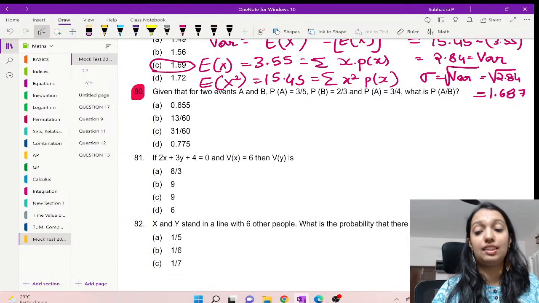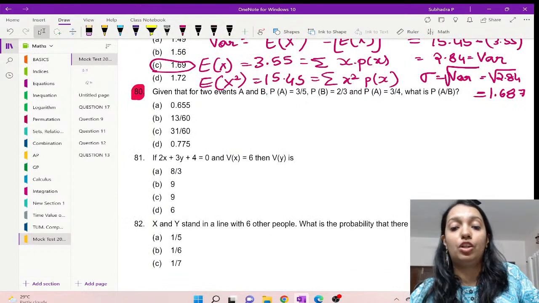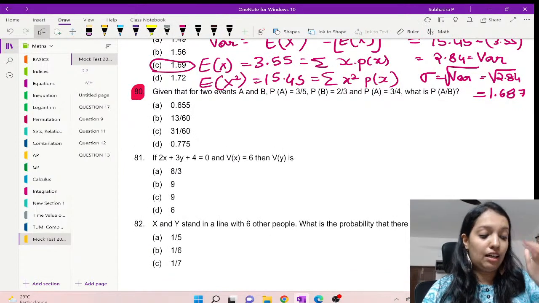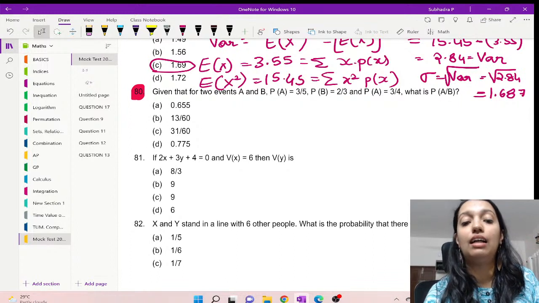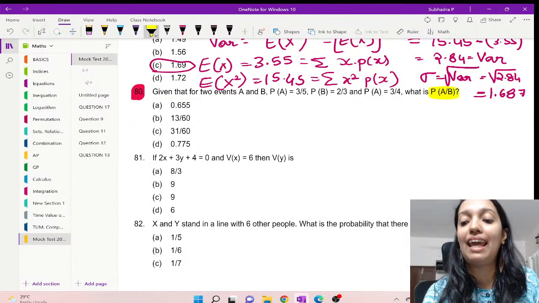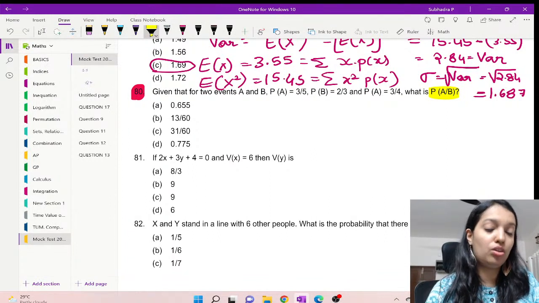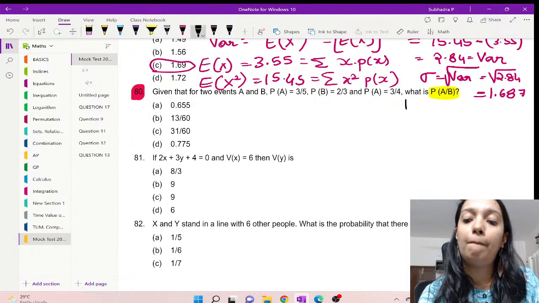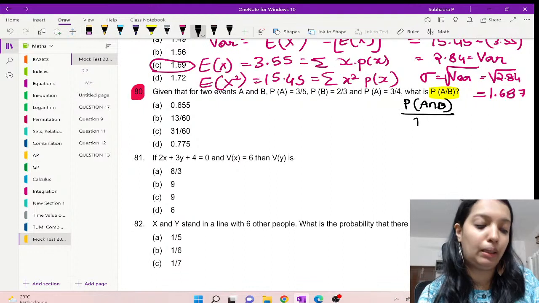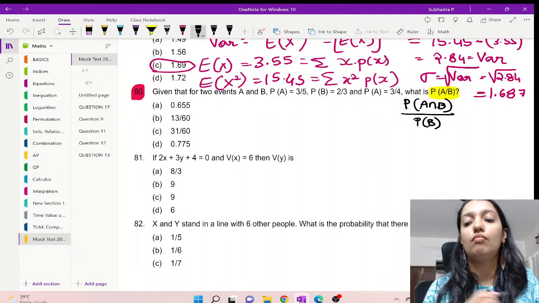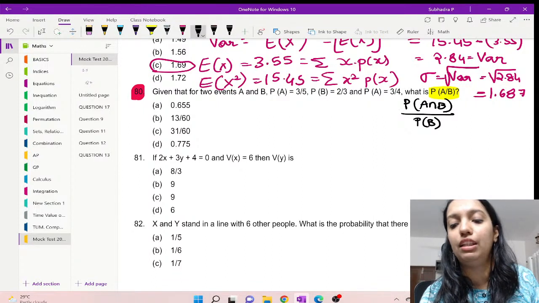80th question, there is again a printing mistake. What is the printing mistake? In this question, they are asking you to find what is A given B. How do you find the value of A given B? You have to use the formula P of A intersection B divided by P of B. This is the formula; we all have learned this.